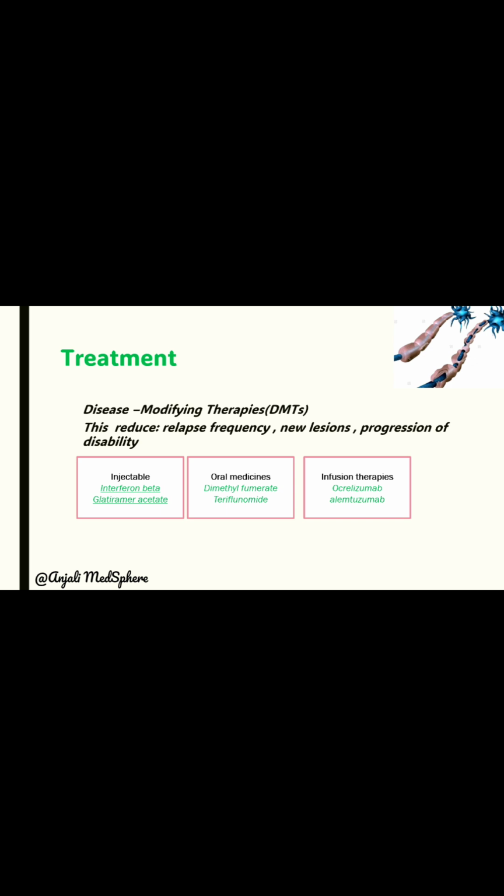It is available in injectable form, oral medicine form, and infusion therapies. Injectables are such as interferon beta and glatiramer acetate. In oral medicines, they provide dimethyl fumarate and teriflunomide. For infusion therapy, we have ocrelizumab and alemtuzumab. So these are the treatment options for modifying therapies for multiple sclerosis.